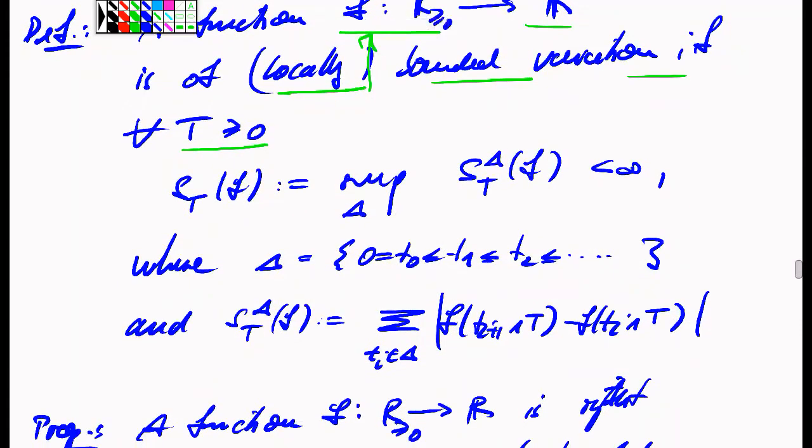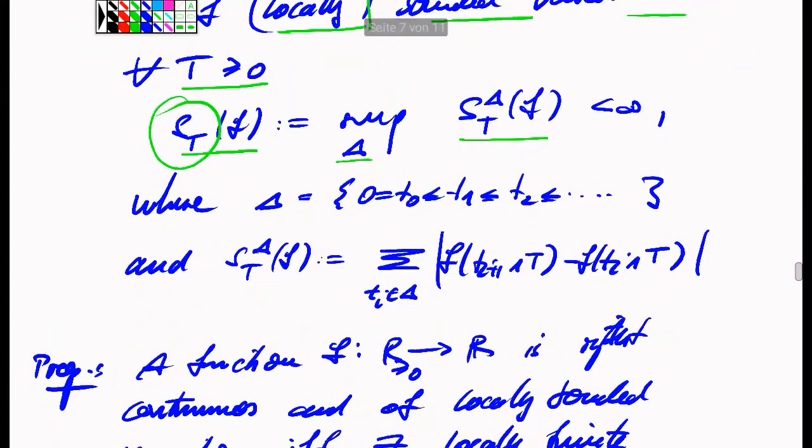the variation of the function f on the interval from 0 to t is finite, where the variation of this function, that's the quantity s here on this interval from 0 to t, is defined as follows. It is taken as the supremum with respect to all possible partitions of the interval from 0 to t of the quantity which is obtained when we sum up all the absolute values of the differences of the function f.